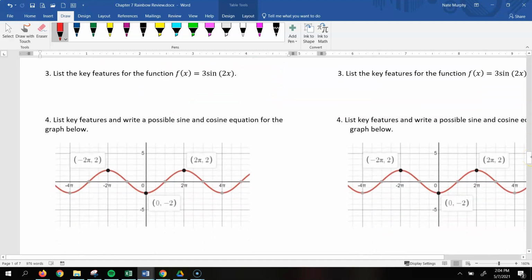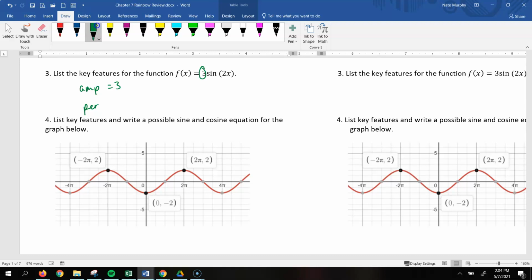All right, so then in number 3, it says list the key features in the function. By key features, we mean things like the amplitude, the period, the phase shift, and the vertical shift. And so for this one, remember this value here gives you the amplitude. So we know the amplitude would be 3.